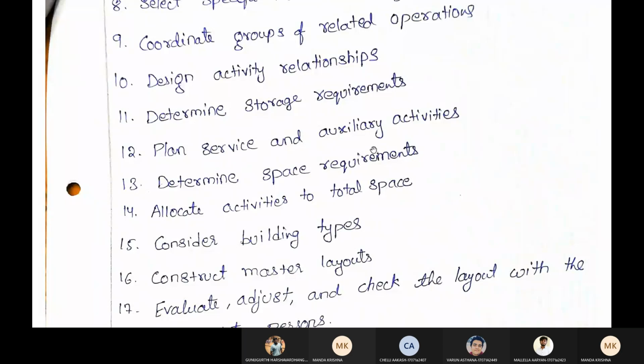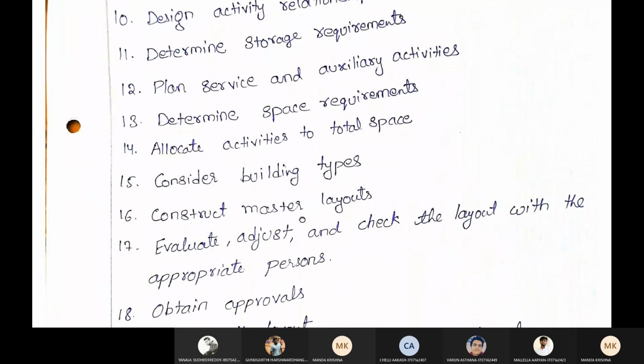Next, plan for service and auxiliary activities. Determine space requirements for all the work centers, machinery, and the material handling. That is the facilities available. Next is allocate the activities to total space. What are the operations that are going on? Consider the building types. That is the structure in which we have allocated the facilities.